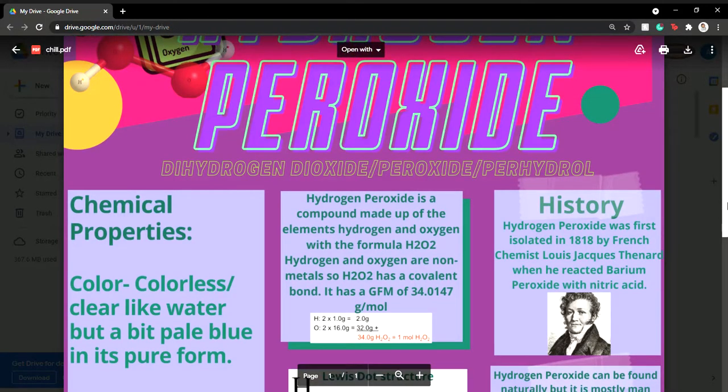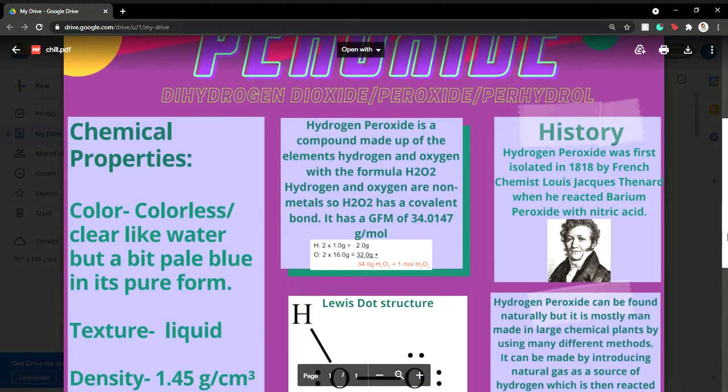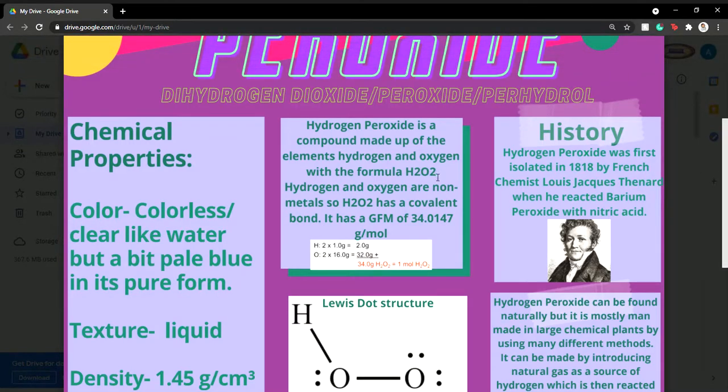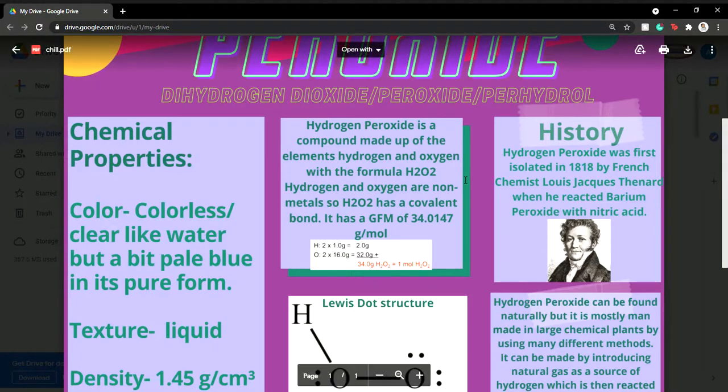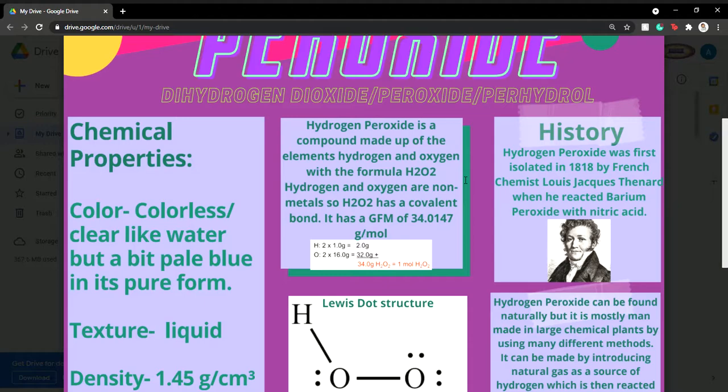With that, we can also see a little bit of similarities between the two, but they're two different compounds. Just because of the difference in the amounts of elements in them, they form different compounds. Hydrogen and oxygen are nonmetals, so H2O2 has a covalent bond. Two nonmetals make a covalent bond, and hydrogen and oxygen are both nonmetals.